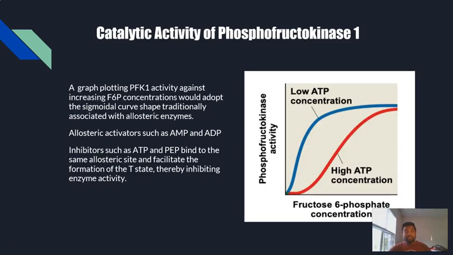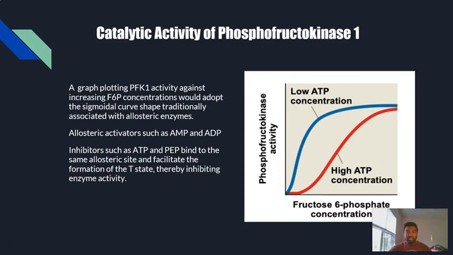So here we can see a graph plotting PFK-1 activity against increasing F6P concentrations, which adopts the sigmoidal curve shape traditionally associated with allosteric enzymes. Allosteric activators such as AMP and ADP, and inhibitors such as ATP and PEP, bind to the same allosteric site and facilitate the formation of the T state, thereby inhibiting the enzyme activity.